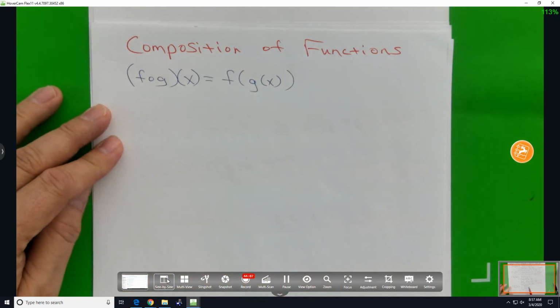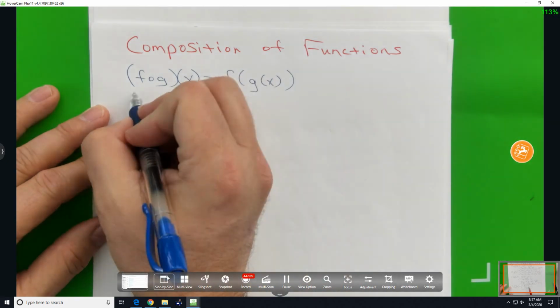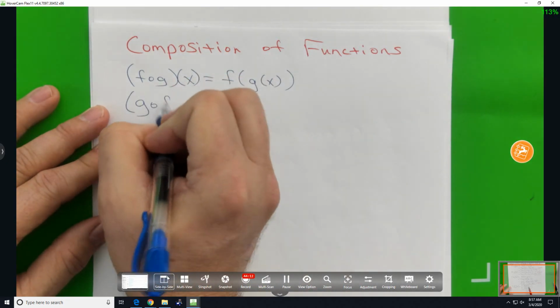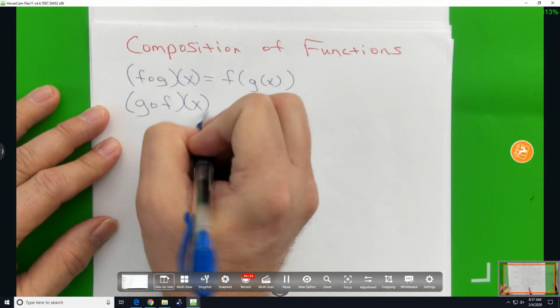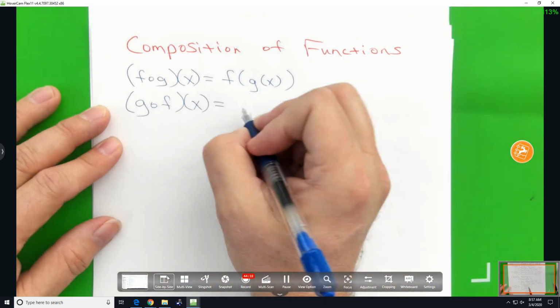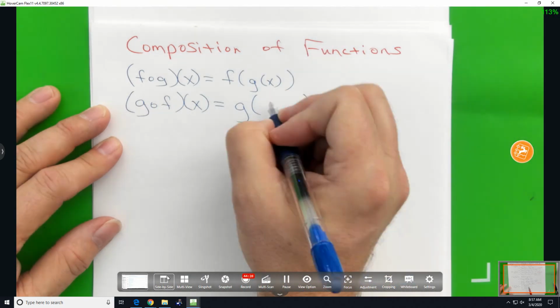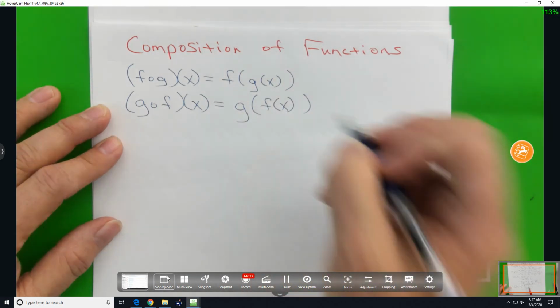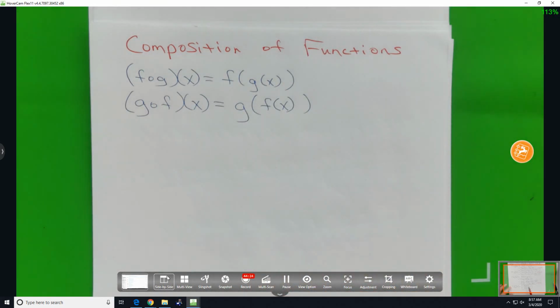And to make sure you understand that notation, suppose f and g were reversed. G composed with f of x. That's saying g is on the outside and f of x is on the inside. And my brother has a nice way that he illustrates this in his example. So I'm going to step over here.